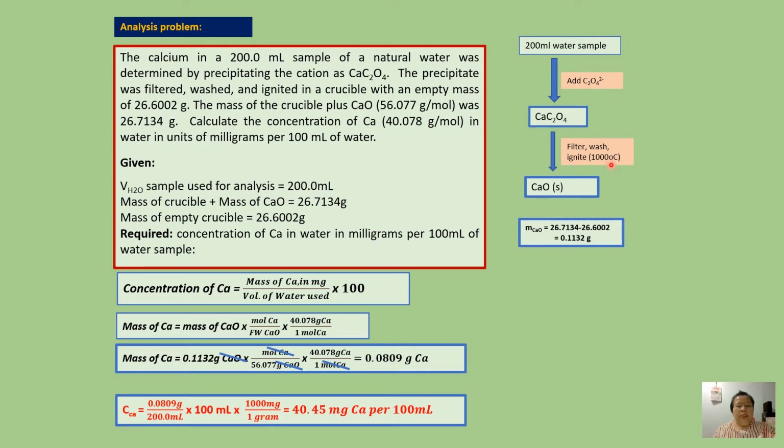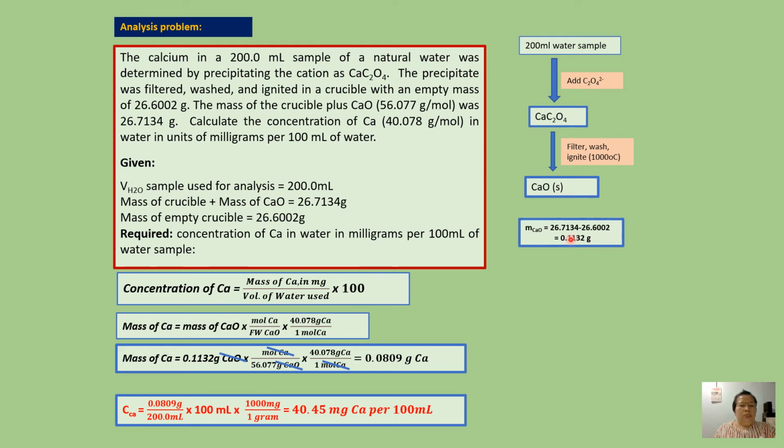So after ignition, we cool our calcium oxide in the desiccator, and then we measure the mass of crucible containing the calcium oxide, and that is equal to 26.7134 grams. Now, if we subtract the mass of an empty crucible, the mass of calcium oxide is 0.1132 grams. Now, we can solve for the concentration of calcium in water.